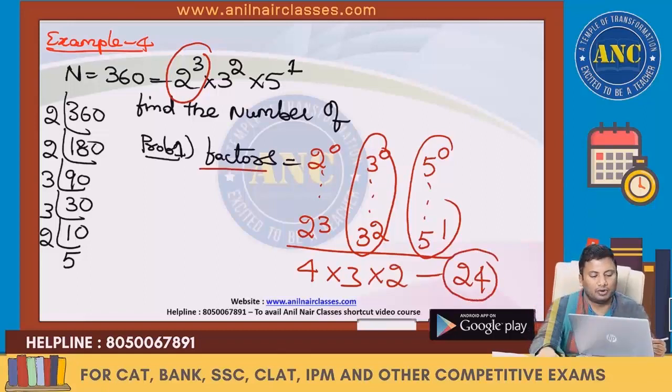How to find out the number of factors? 0 to 3 is 4. 0 to 2 is 3. 0 to 1 is 2. 4 into 3 into 2, which is nothing but 24. I hope the first one is clear. First one is an easy question. Second one.